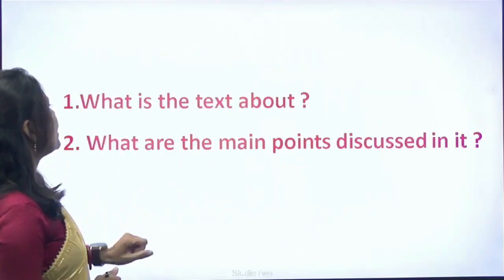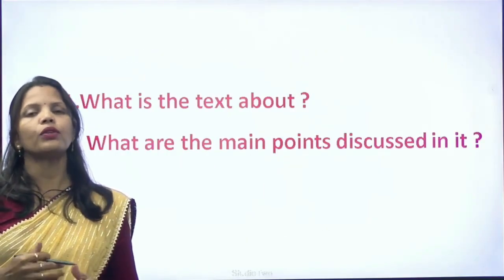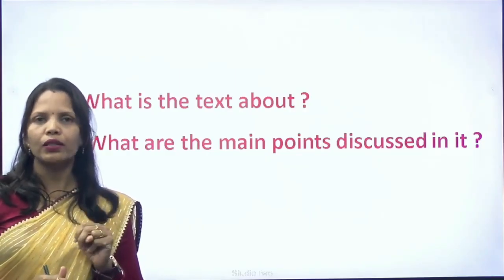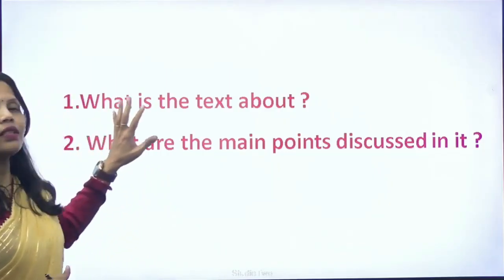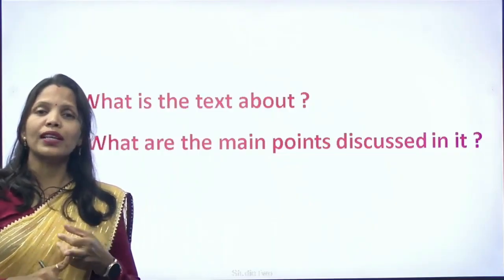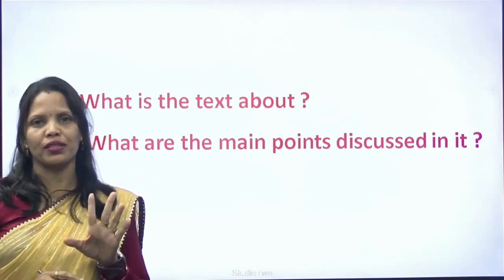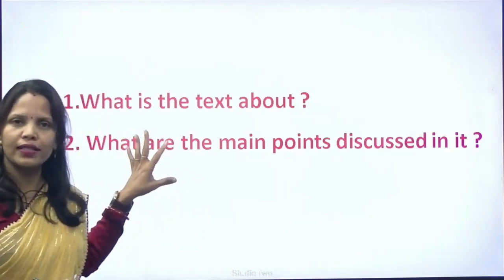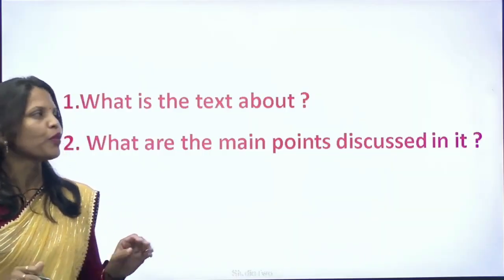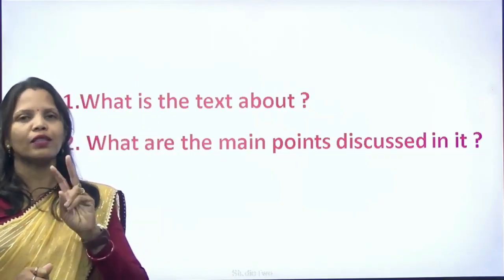So now let's see. What we know is that if we are going to write a summary, we have to answer only two questions. What are the questions? One is, what is the text about? And the other is, what are the main points discussed in it? We only have to answer these two questions. If we answer these questions, then our summary writing is done. So remember, in summary writing, you just have to find the answers to two questions.